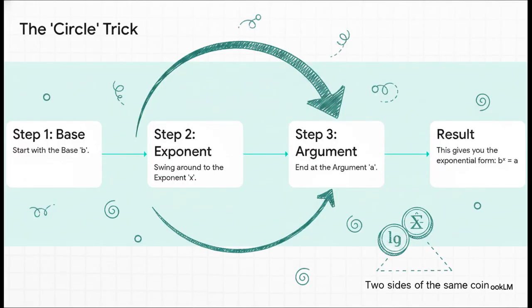And here's a little secret to help you remember how it all connects. It's called the circle trick, and it's awesome. You start at the base, b, you swing all the way around to the other side of the equation to the exponent, x, and then you end up back at the argument, a. What does that give you? b to the power of x equals a. See? This just shows that saying log base b of a equals x is really just a fancy way of saying b to the x power equals a. They're the exact same thing, just dressed up differently.